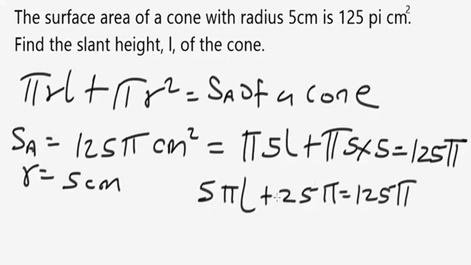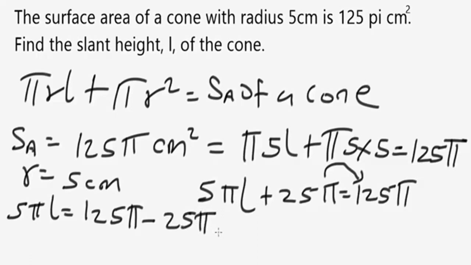Now to make L the subject, firstly, this 25 pi crosses the equality sign and changes to negative. So you're going to have 5 pi L equals 125 pi minus 25 pi. 125 pi minus 25 pi will give us 100 pi. Now, to make L the subject, divide both sides by 5 pi.